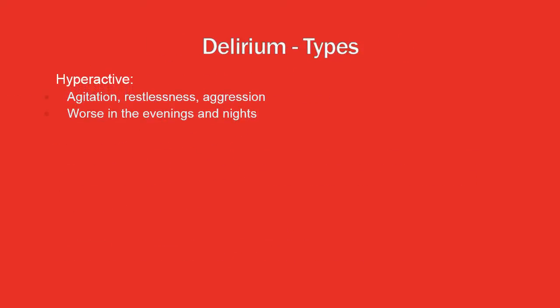Delirium can broadly be divided into hyperactive and hypoactive types. Hyperactive delirium is characterized by agitation, restlessness, and aggression. And this is the type that is worse in the evenings and at night.